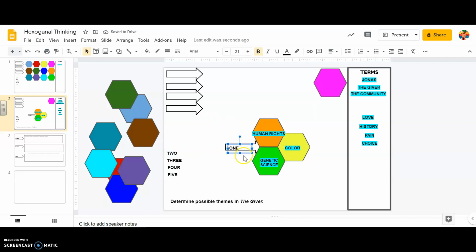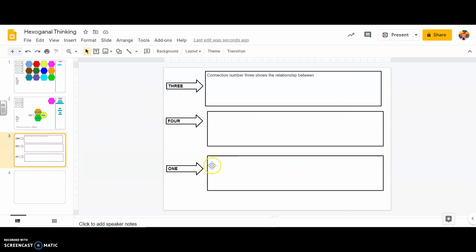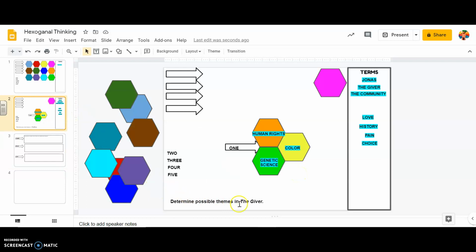And then what I'm going to do with that later is on my next page, here I've got a box 2, and I can label these however I want. Explain the connections that I've made, keeping in mind that my prompt is determine possible themes in The Giver. So I want to ask myself, if I'm connecting human rights and genetic science, how does that tie into a theme for me? What is Lois Lowry telling us about what we should think about this?